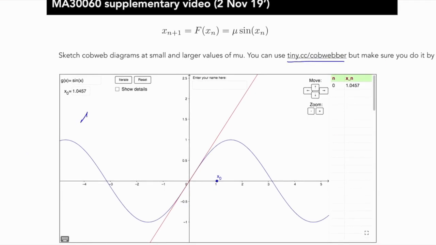So the first thing you'll do is look at the function mu times sine of x, and you'll try it for a value of mu which is small. Okay, so here mu is equal to 1, and in that case you notice there's only one fixed point, the one at the origin, and you'll check the various things. In this case it does converge into the origin. Don't just do it for this point x0, do it for various points from minus infinity to positive infinity until you get the picture of what's going on.